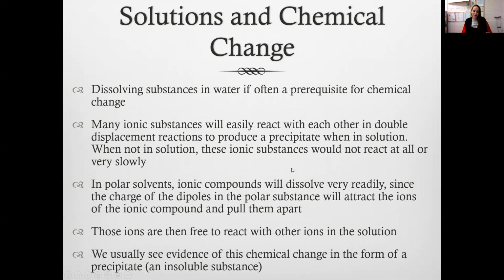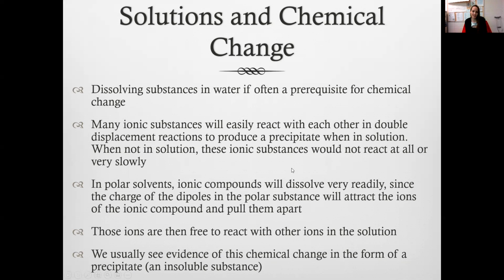Yeah, a lot of the time, in order to get those ions to react with each other, you have to split them apart from the ion that they're currently bonded with, which you do by dissolving them in water, and then they'll be able to react with some of the other ions that are in solution.